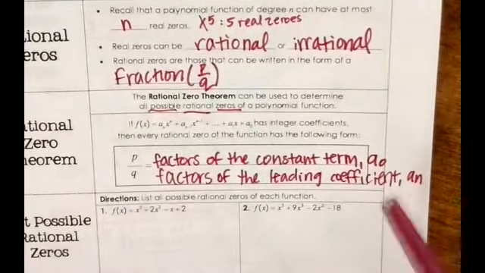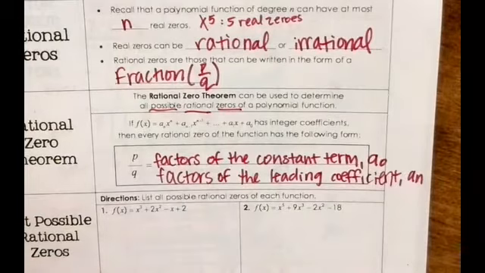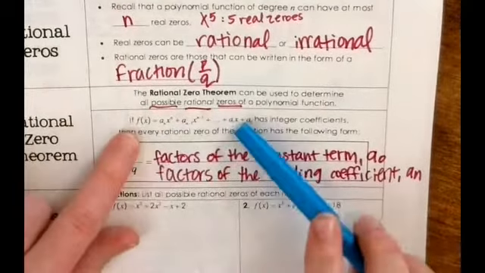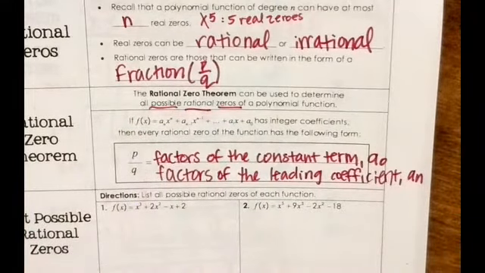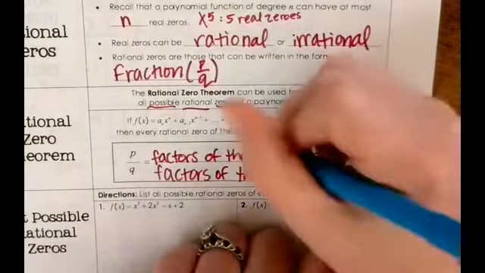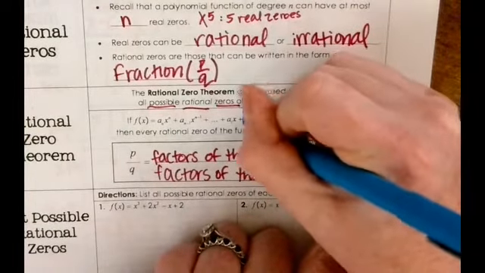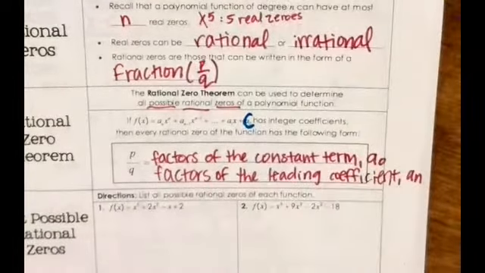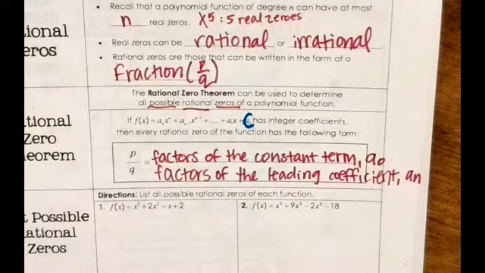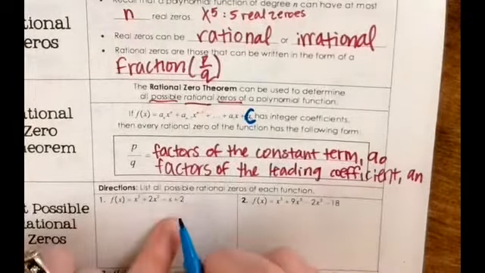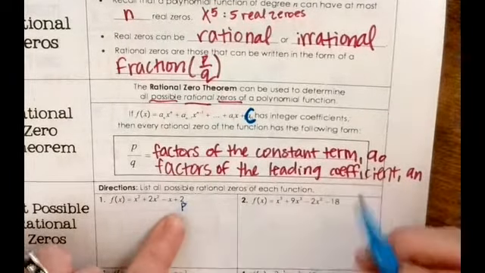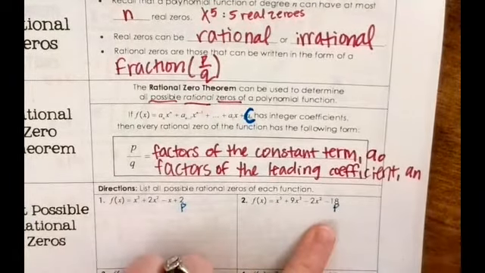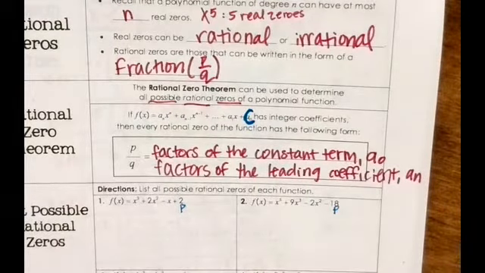Okay, so you don't really have to know what a sub 0 and a sub n mean. We haven't really learned what that means yet; this is just a sequence. But the constant term, a sub 0, that's your end term. That's your p. So the factors of the constant term just means what's added after. So for 1, p is 2. For 2, p is negative 18. So on and so forth.